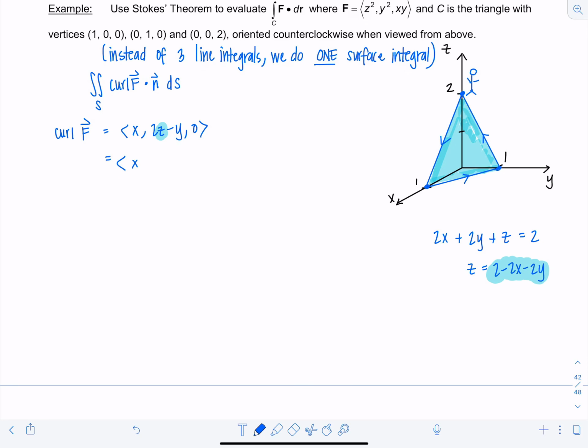So we have x, 2 times 2 minus 2x minus 2y. This is going to be 4 minus 4x minus 4y minus another y, 0. Okay, very good. Now, what about for n?